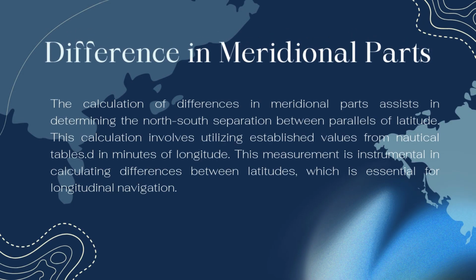Next is the difference in meridional parts. So the DMP gives us the distance between two different latitudes. Say you're traveling from one point in the northern hemisphere to another farther north. The DMP helps you calculate how far north or south you've traveled, accounting for the distortion of the map.